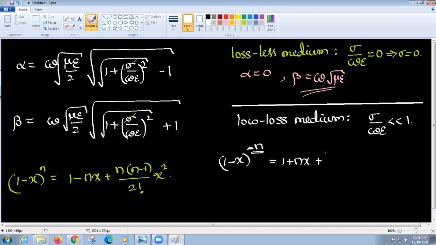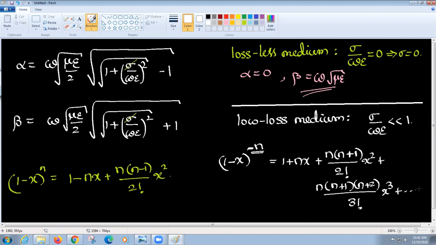Now you know what happens here. I get n into n plus 1 by 2 factorial x square plus n into n plus 1 into n plus 2 by 3 factorial x cube and so on. Agree? Everywhere you will get plus. If on the left side everywhere you have negative, 1 minus an exponent is also negative, all you get are positive terms everywhere, including these coefficients.